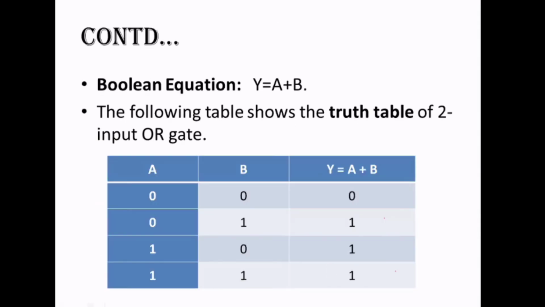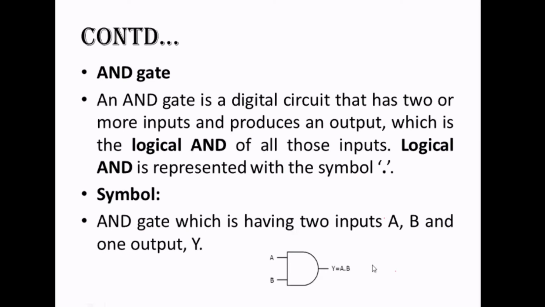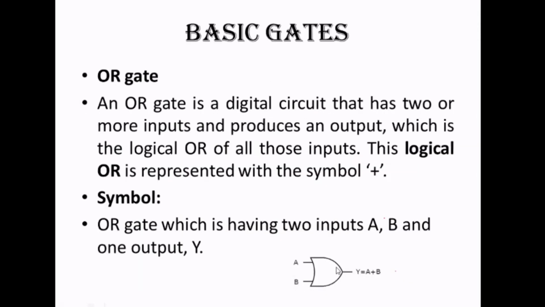Then we have a D kind of structure. You can see this is a big D over here. This kind of structure or symbol is used to represent your logic AND gate, right? So you have to remember the symbols. This is the symbol of logic AND gate. This is the symbol of logical OR gate.